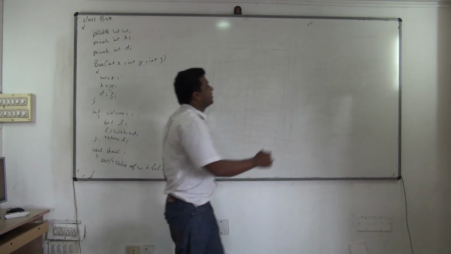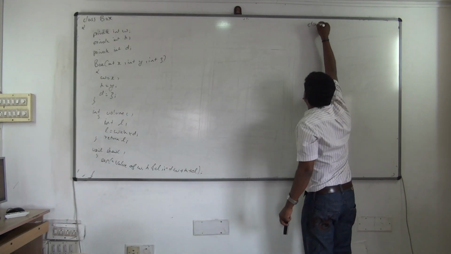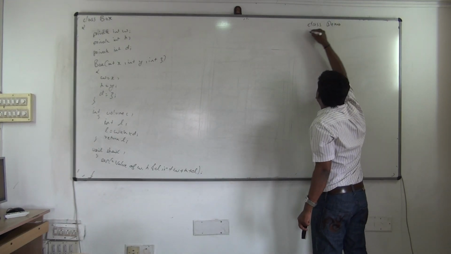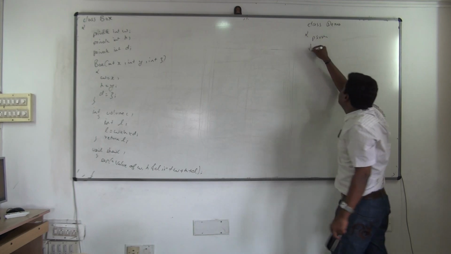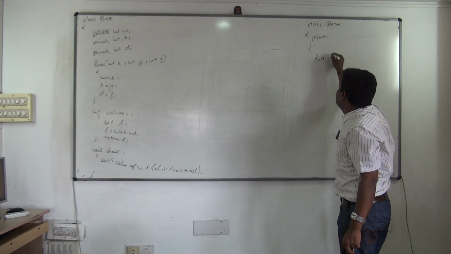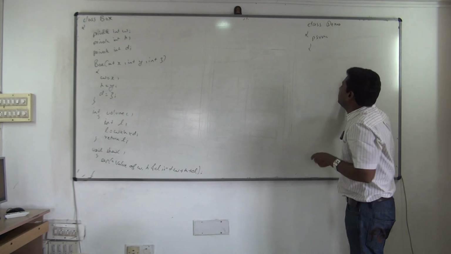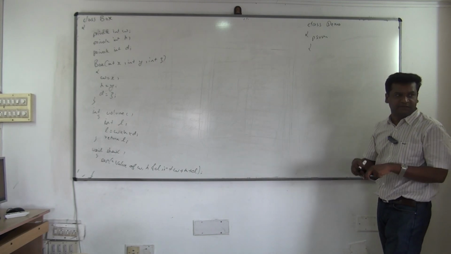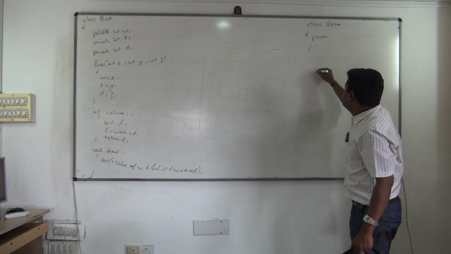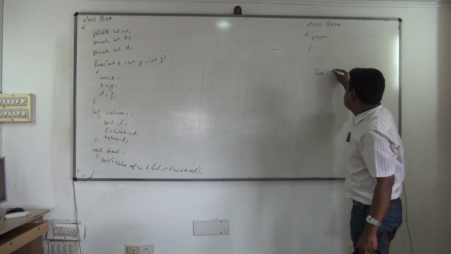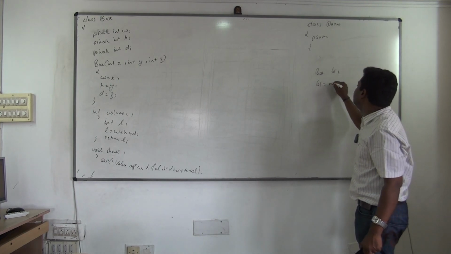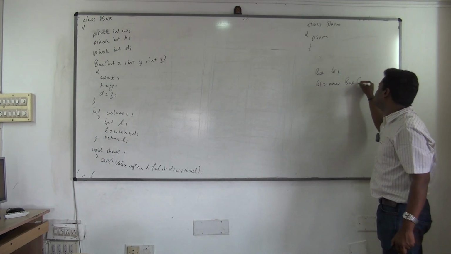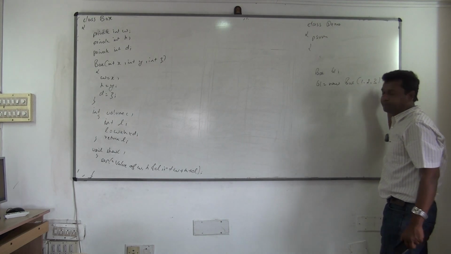Okay, so now your class is ready. So now see, class Demo, public static void main. See now, box b1. Assuming that we get these values dynamically from UI or database somewhere. See this box, first I'll execute this. b1 is equal to new Box(1, 2, 3).